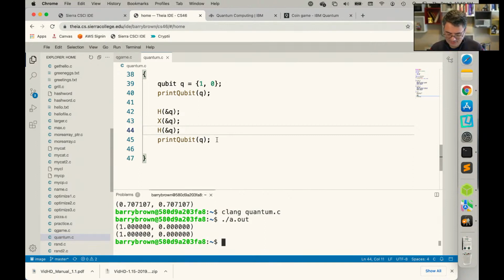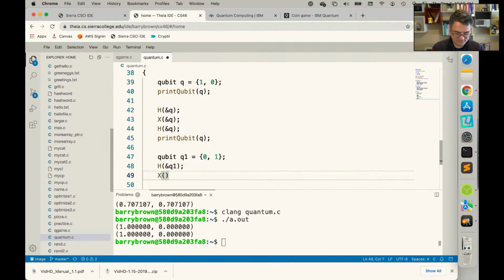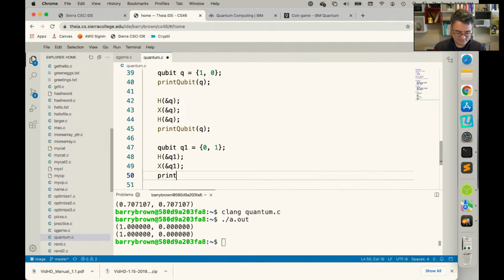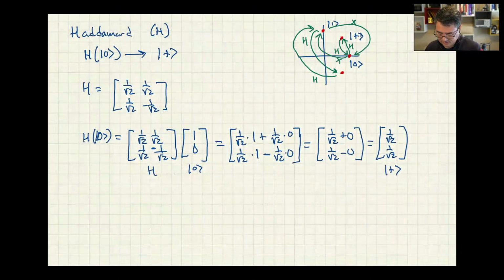What happens if we, let's call this Q1 equals, let's start this out in 0, 1. We'll do the H operation to it. And then we'll do the NOT operation to it. Where did we end up? Negative. Lower half.